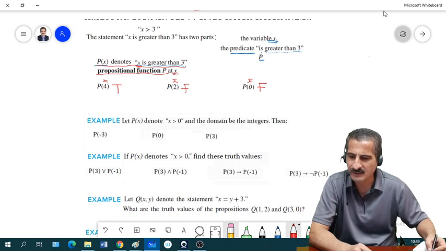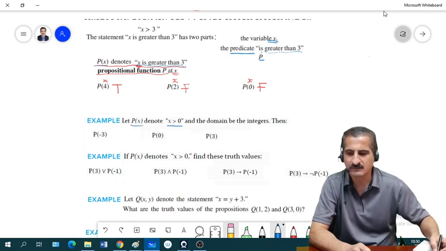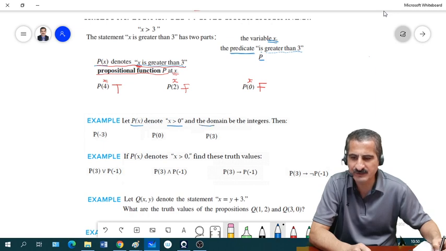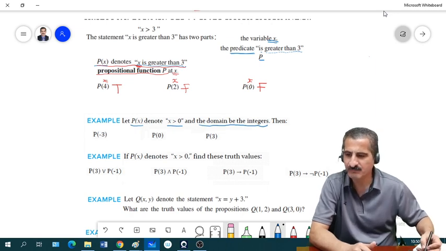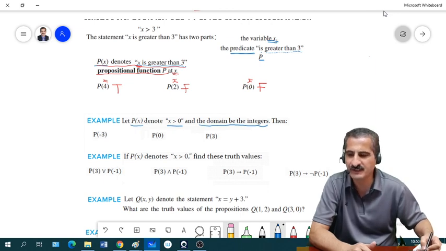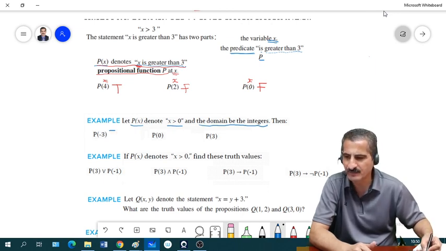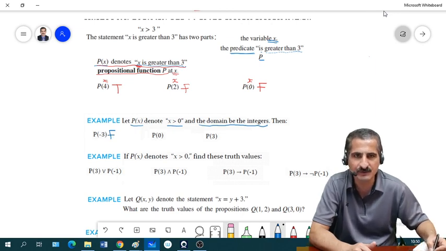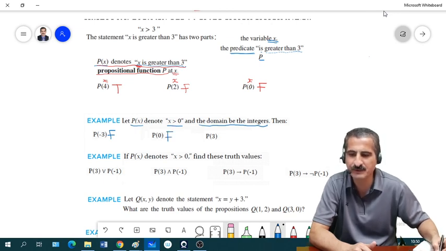One more example. Let Q of x denote x is greater than 0. And our domain here, this is very important, is the domain of the integers. Then what about P of negative 3? P of negative 3 says negative 3 is greater than 0, which is false. What about P of 0, which says 0 is greater than 0, which is false? Now what about P of 3, which says 3 is greater than 0, and this is true.